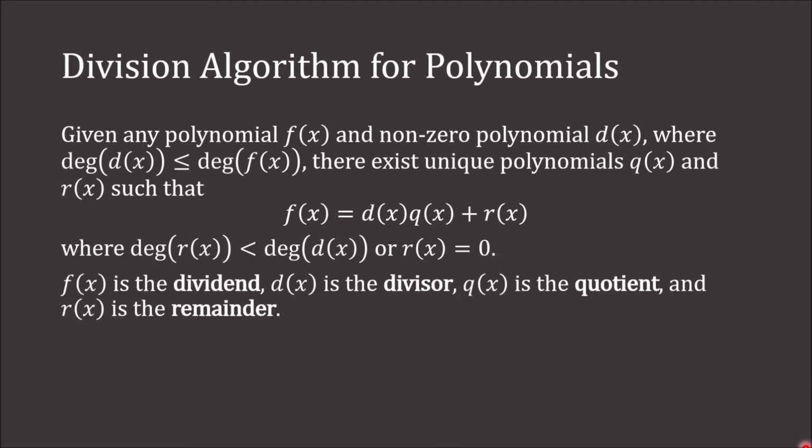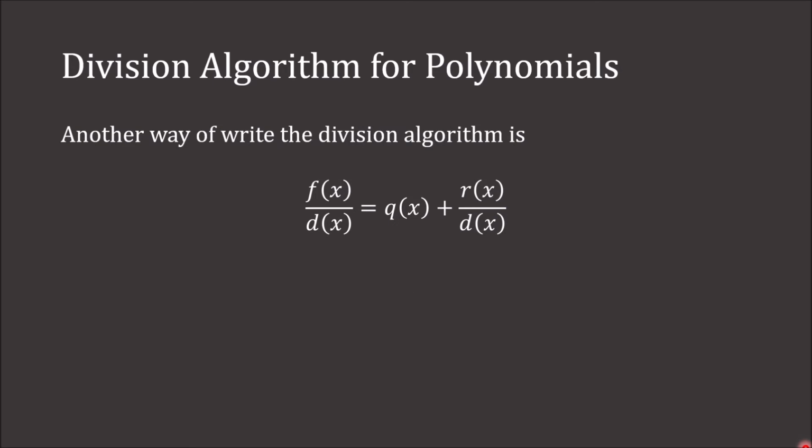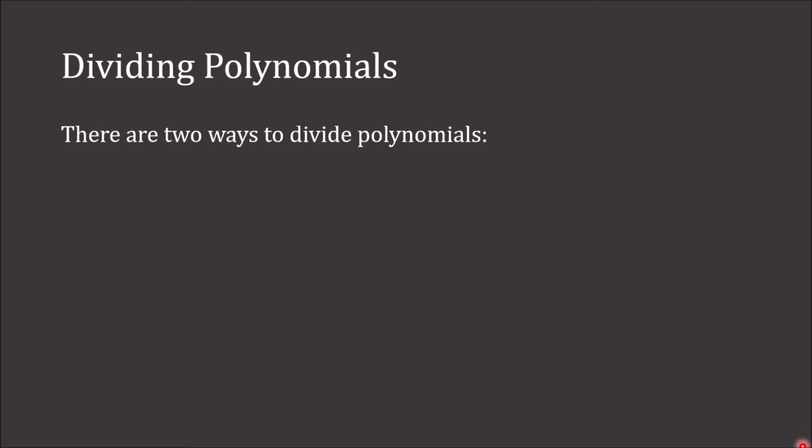F of x is called the dividend, d of x is called the divisor, q of x is called the quotient, and r of x is called the remainder. Another way of writing the division algorithm is f of x over d of x is equal to q of x plus r of x over d of x. So when we divide two polynomials, there are two ways to go about it. The first is known as polynomial long division, or simply long division. The second method is called synthetic division.